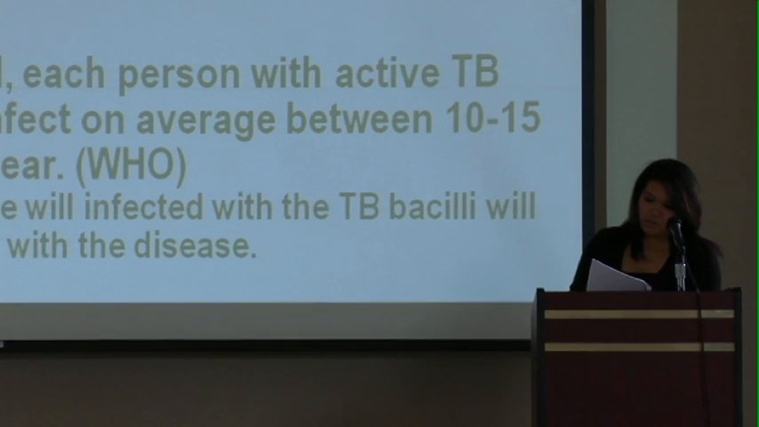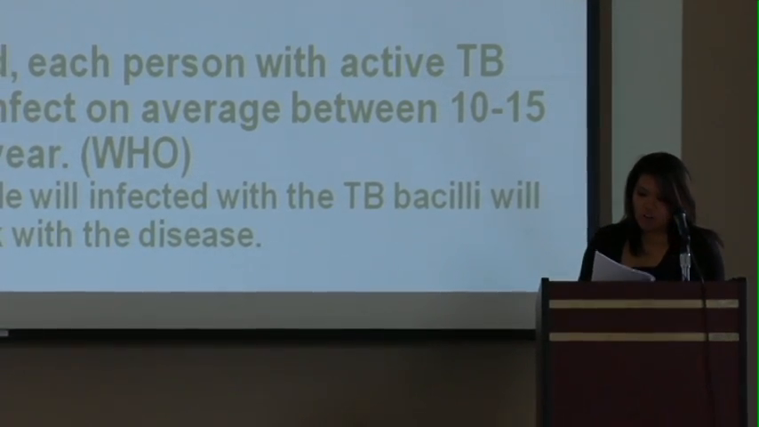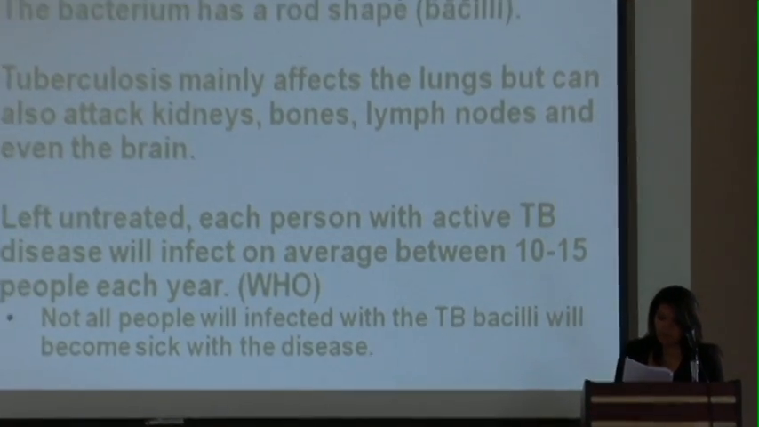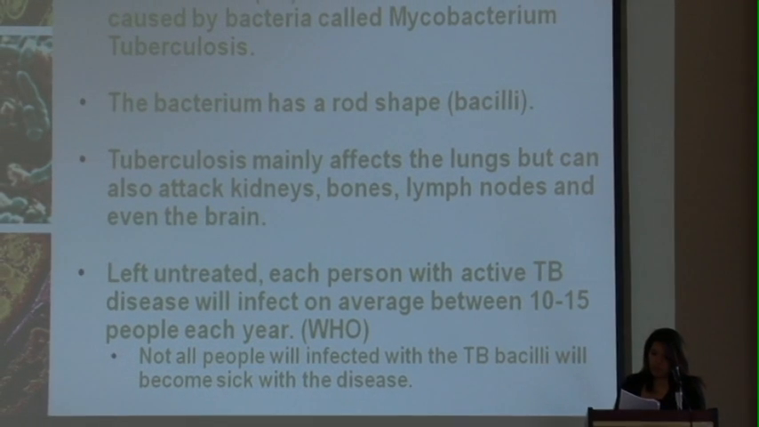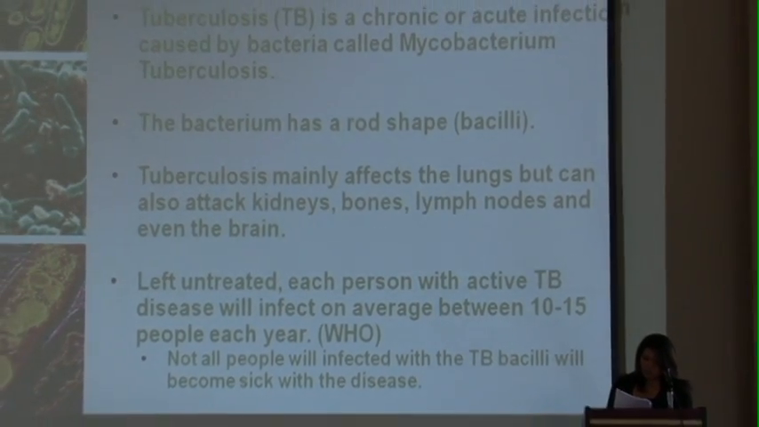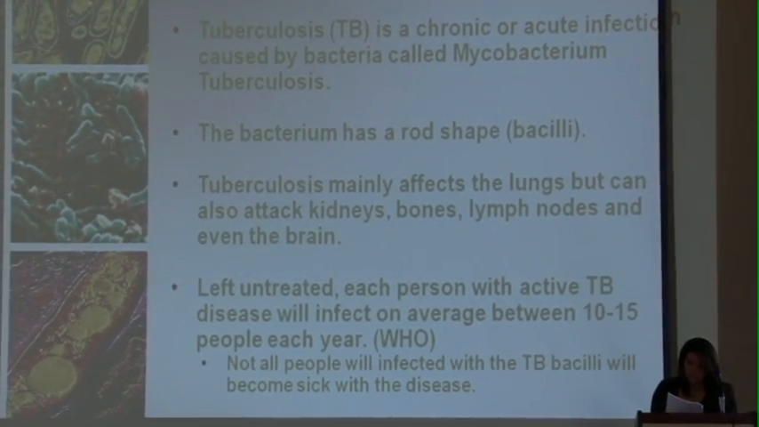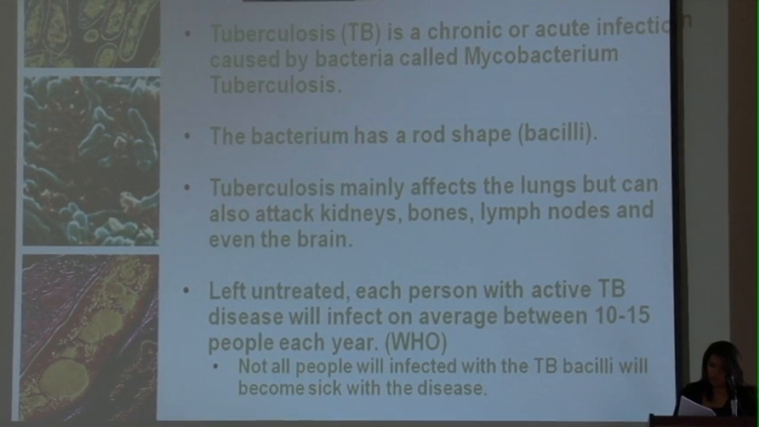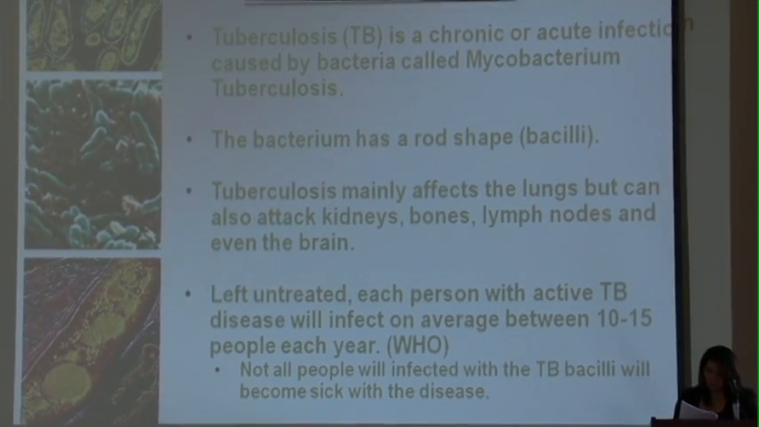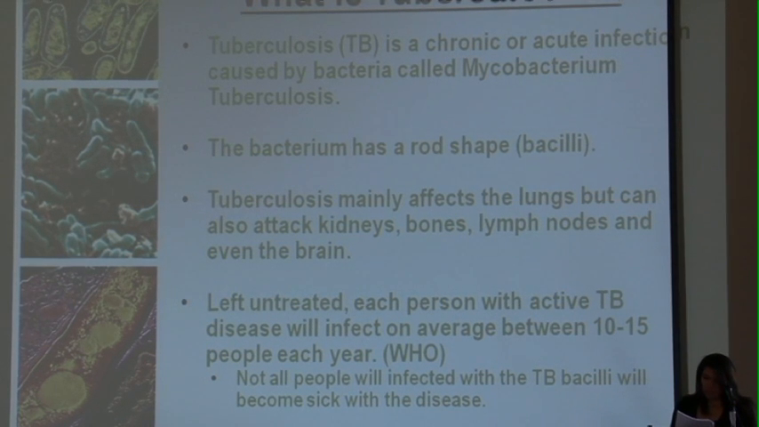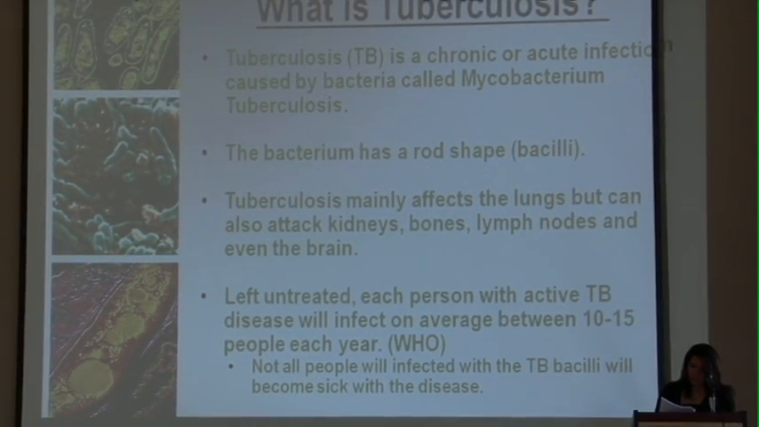So, what is tuberculosis? Tuberculosis is a chronic or acute infection caused by a bacteria called Mycobacterium tuberculosis. The bacterium has a rod shape. Tuberculosis mainly affects the lungs, but can also attack the kidneys, bones, lymph nodes, and even the brain. Left untreated, each person with active TB disease will infect on average between 10 to 15 people each year, but not all people infected with the TB bacilli will become sick with the disease.